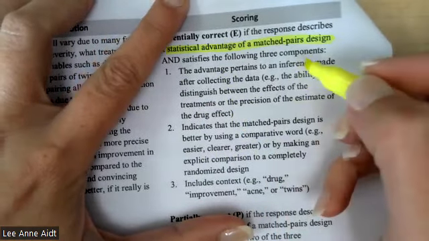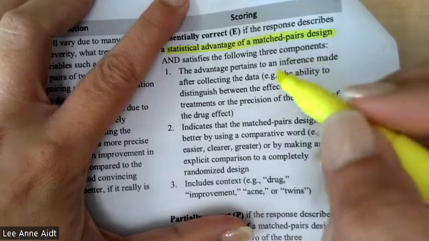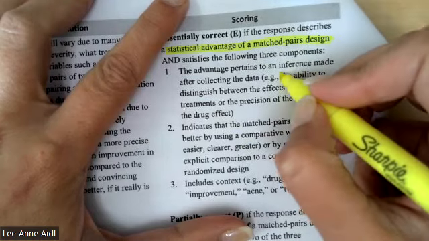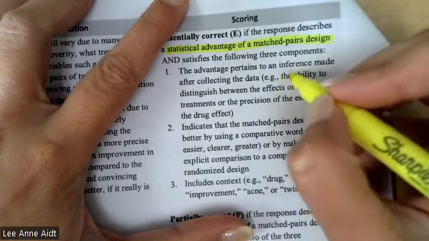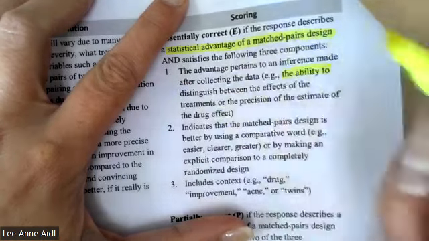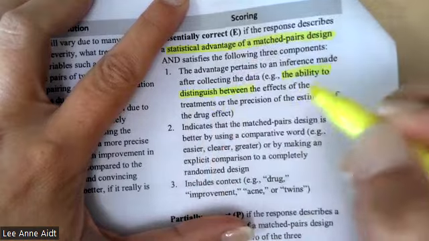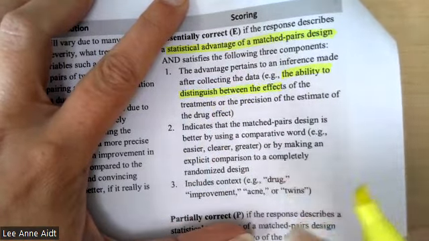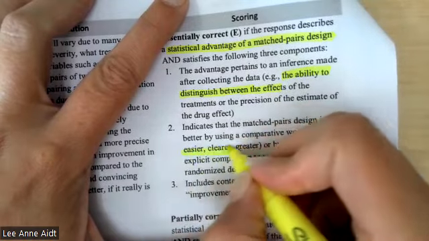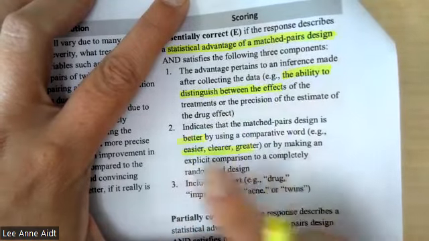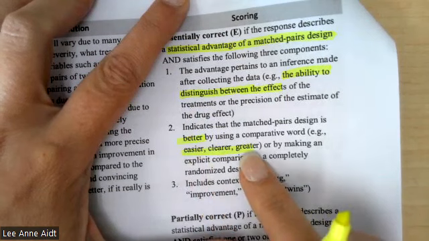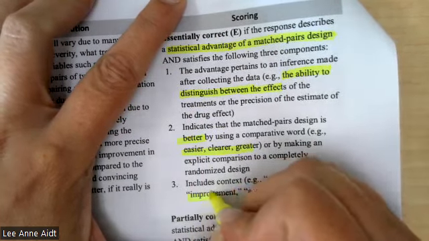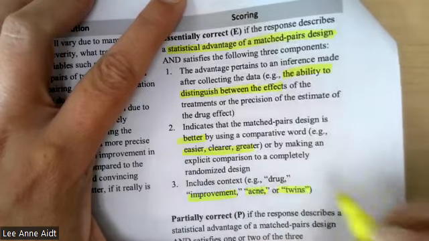You have to say something about the ability to distinguish between the effects, so making something easier to distinguish the effects. And you need to use a word that implies that it's better, so easier, clearer, or greater. And you need to include context, which is like improvement or acne or twins.